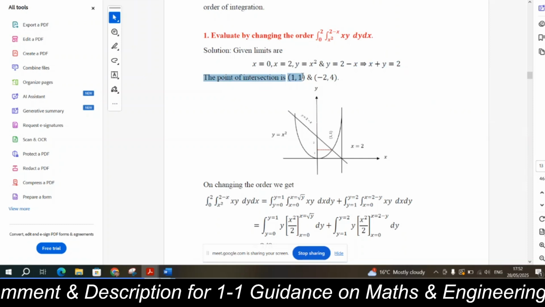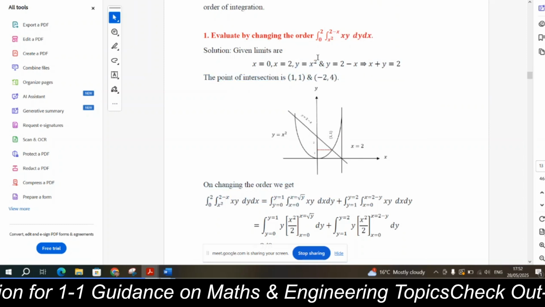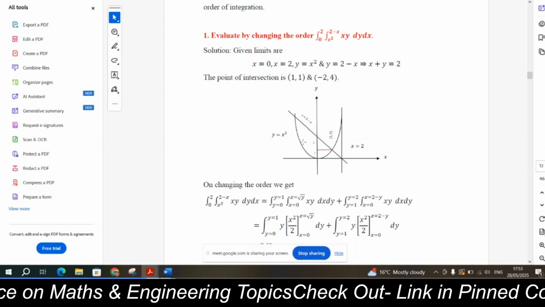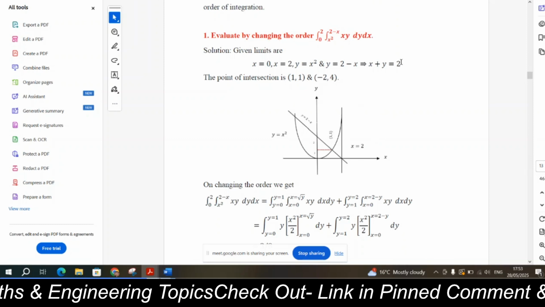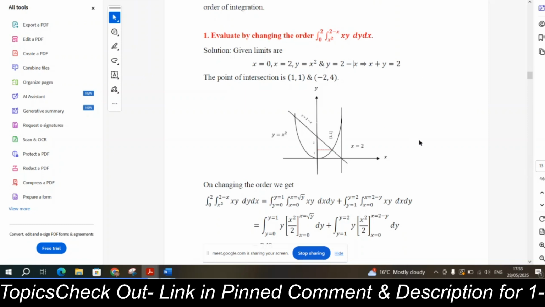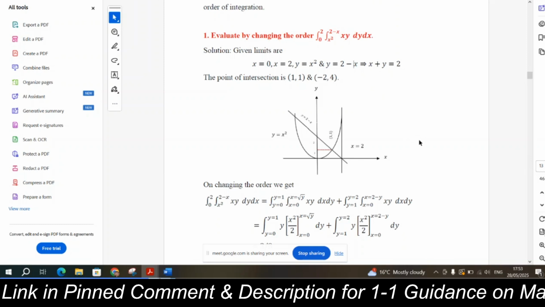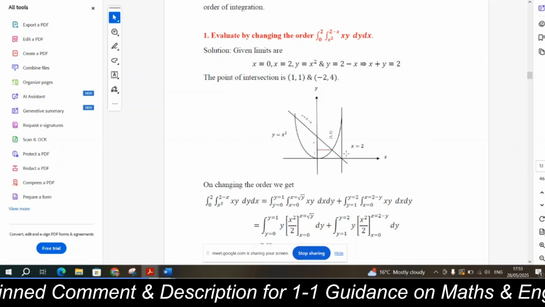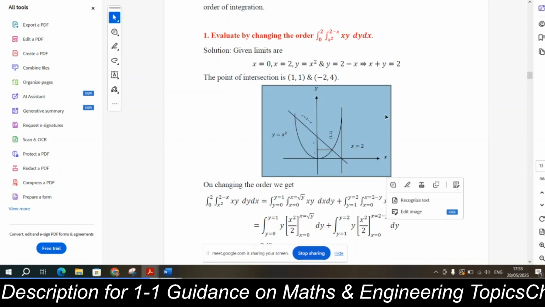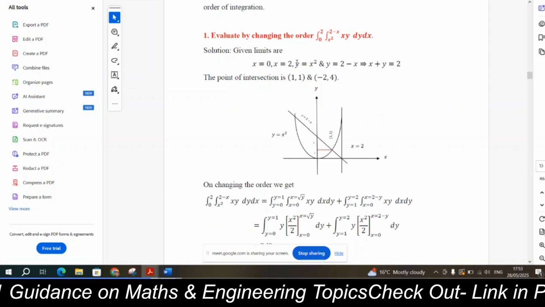Now, what is happening? The point of intersection is 1 comma 1. You have two equations for y: y is equal to x square and x plus y equal to 2. You can easily draw both of these on graph paper. Y is equal to x square is an upright parabola opening at the top. X plus y is equal to 2 is a line with a negative slope, meaning the angle made with the positive direction of the x-axis is more than 90 degrees. Because the slope is minus 1, it is 135 degrees. So this is 90, and this additional angle will be 45. So 135.